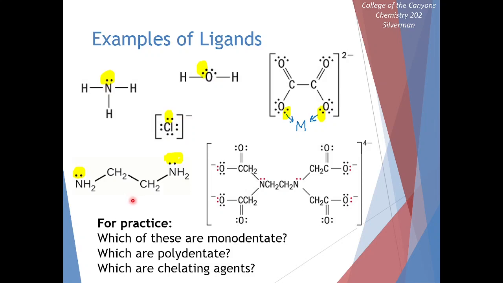On the right, we have what's known as EDTA. 1, 2, 3, 4, 5, and 6. This is a hexadentate ligand. 6 lone pairs that have the ability to wrap around and bite onto our metal, forming that Lewis acid base chemistry with our central metal.